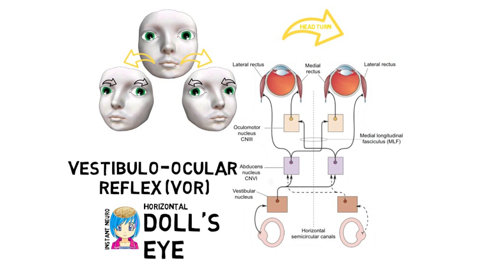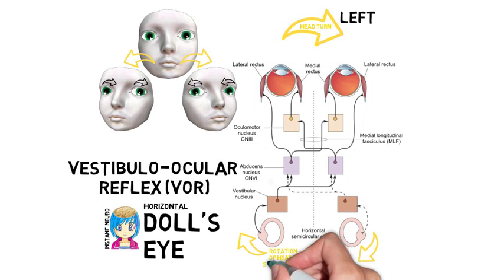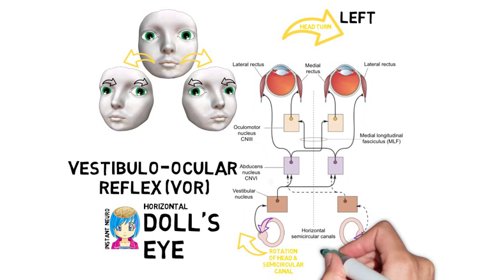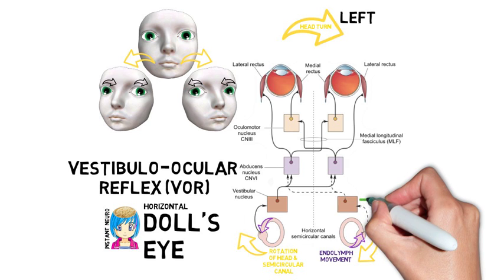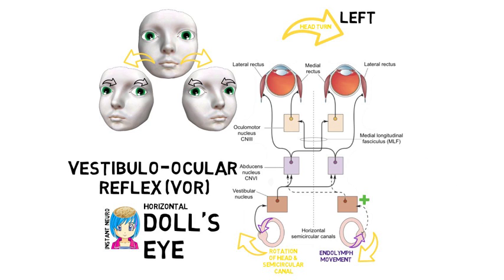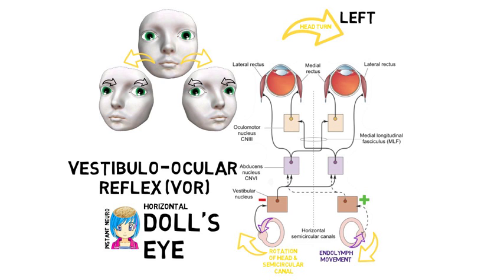If the head is turned to the left, the horizontal semicircular canals, which are fixed in the temporal bone, rotate in the same direction. Due to inertia, the endolymph, the fluid within the semicircular canals, lags in the opposite direction. This increases signaling from the ampulla of the left semicircular canal to the left vestibular nucleus and decreases signaling from the ampulla of the right semicircular canal to the right vestibular nucleus.